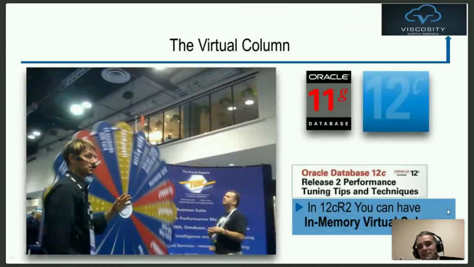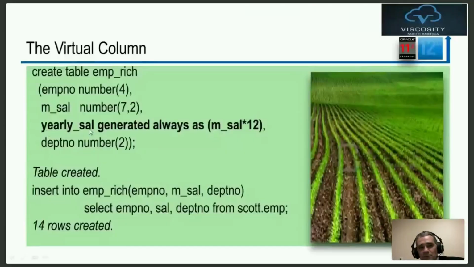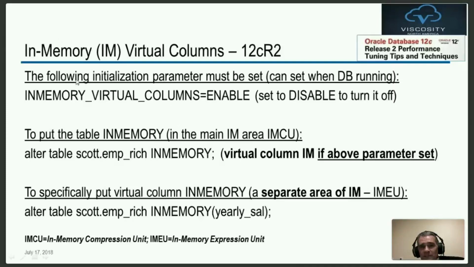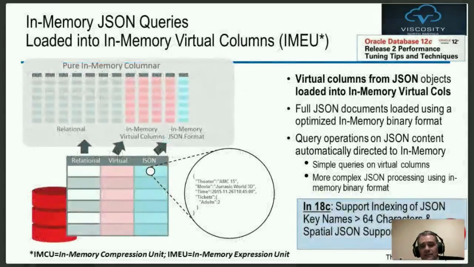Okay, so I'm not going to fix any more slides in case you're wondering, Francisco, because then we'll get stuck there. And then this is the one I just talked about with the virtual column. I've created yearly sal, which is monthly times 12, a generated value. And when I do a select star, it shows me all the columns included that it generated, but it's not stored. I can build in-memory virtual columns, and this is just an example, and you can download that example, and I can put JSON also there. And it's, as I said, in the in-memory expression unit area.